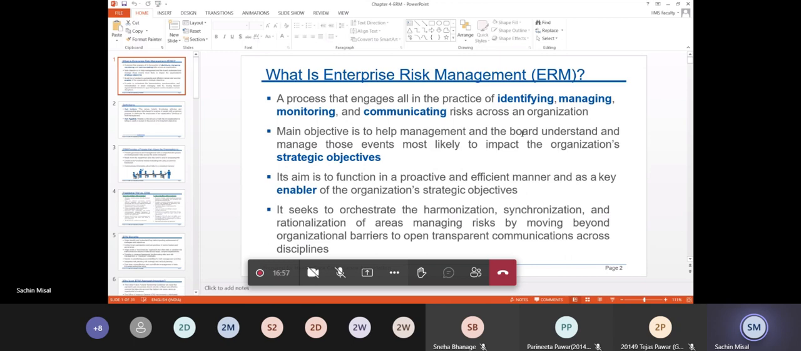So ERM provides a process. Now, traditional risk management and enterprise risk management: what is the difference between traditional risk management versus enterprise risk management? What I mean by traditional, we'll see that first.